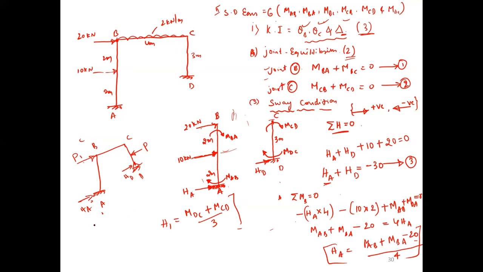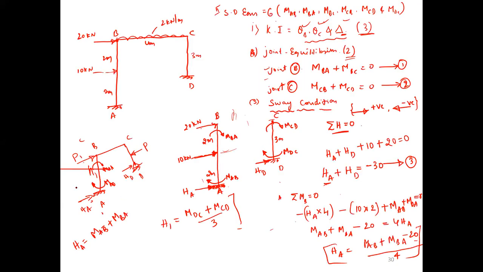Now just see, when you're considering HA, you know that here AB will come, here BA will come, MAB, MBA. So MAB plus MBA. And are there any other loads on this member? There is no load on the member, right? There are no other loads on this member. Therefore, divided by H1. Over.